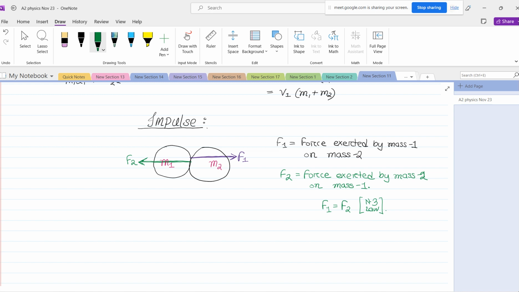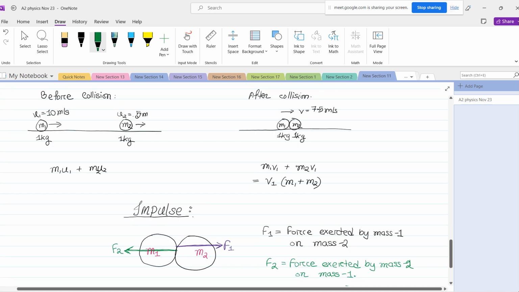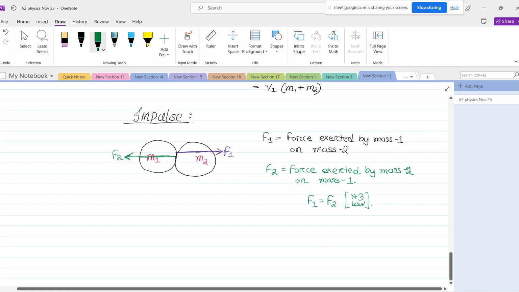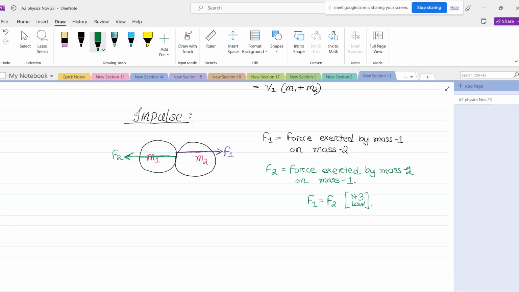They will be stuck together for a certain amount of time, and after that they might pull apart from each other, or they might start moving in the same direction like in scenario 3, but they will exert F1 and F2 on each other for a certain period of time. So the forces are exerted on each particle for a specific amount of time. So they have a time involved in it.